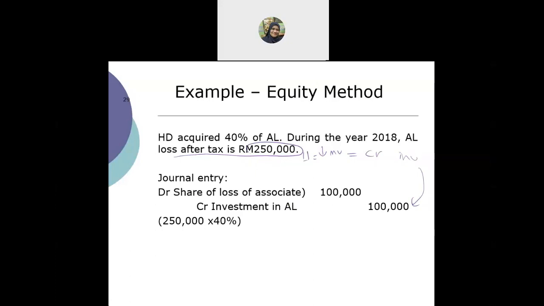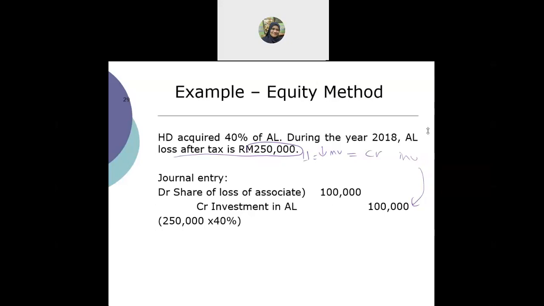Okay, so any question with this example? So this is the equity method. For the equity method, anything that happens to the associate needs to be accounted for by the investor also. It means it is going to affect the investment held by the investor. Any questions that you have for this one? Okay, so clear about this one.